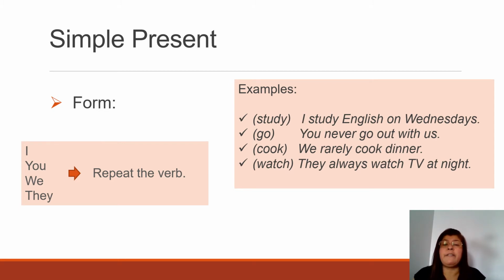And finally, the verb watch. They always watch TV at night. So watch in the infinitive and watch, they watch. If we say we watch, you watch, I watch, it doesn't change. The form of the verb in these specific cases, I, you, we, and they, you just repeat the verb. No changes at all, okay?